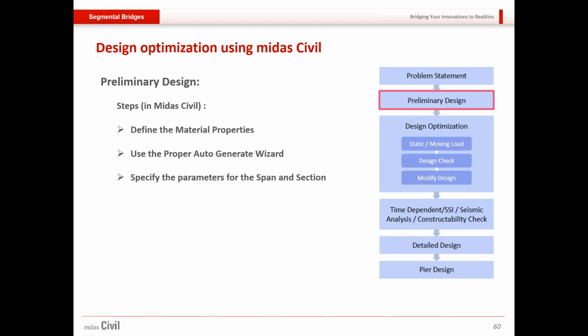So for the preliminary design, what we'll do is we'll define the material properties, use the proper auto-generate wizards, which would be FCM wizard, and specify the parameters for span and section. So I'll just do that.